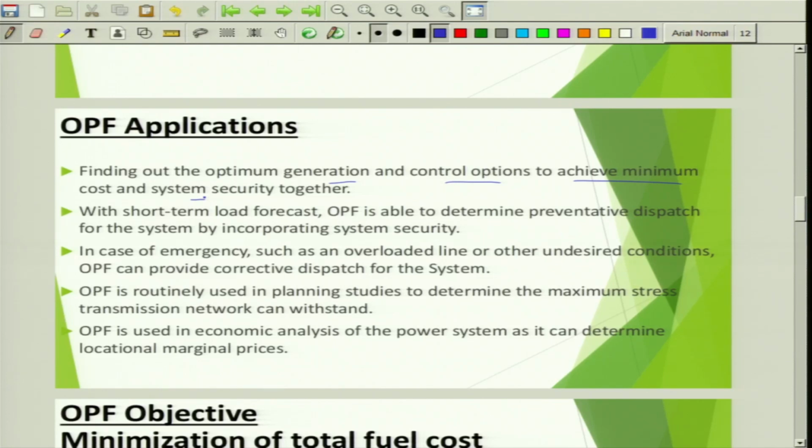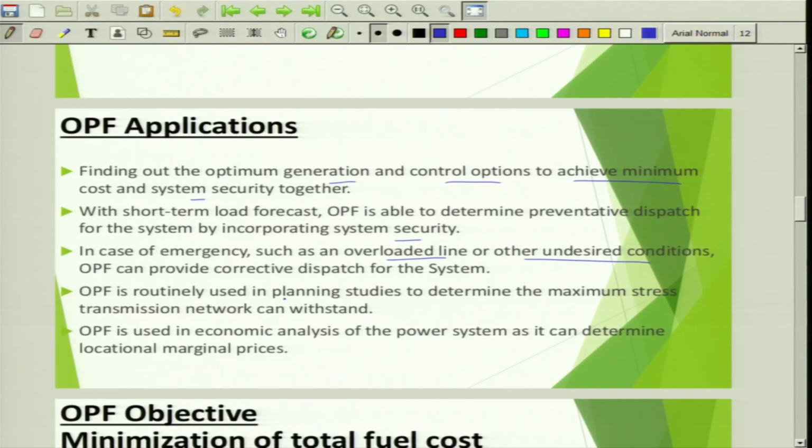With short term load forecast, OPF is able to determine preventive dispatch for the system by incorporating system security. Let us say there is an emergency scenario such as an overloaded line or other undesired condition, could be a fault. OPF can provide corrective dispatch for the system. How do you manage this kind of emergency scenarios? OPF would be able to take a decisive action.